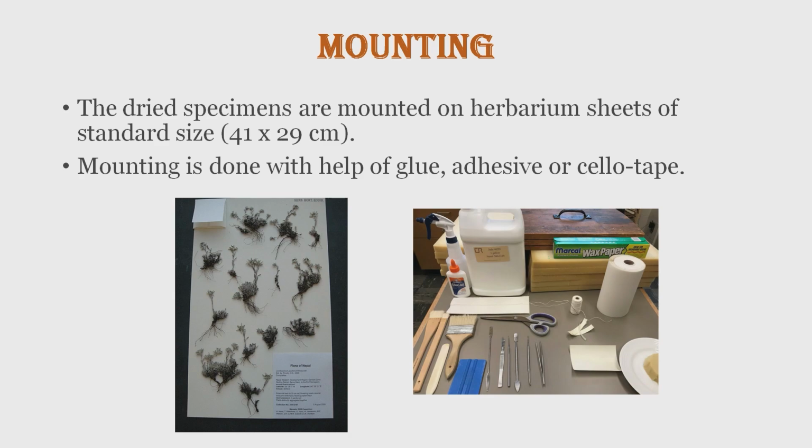The first figure shows the herbarium sheet. This is the herbarium sheet. It has a size of 41 into 29 centimeters. Mounting has to be done with the help of glue, and adhesive and sellotape should not be used. Instead, thread can be used for attaching the stem portion to the sheets.